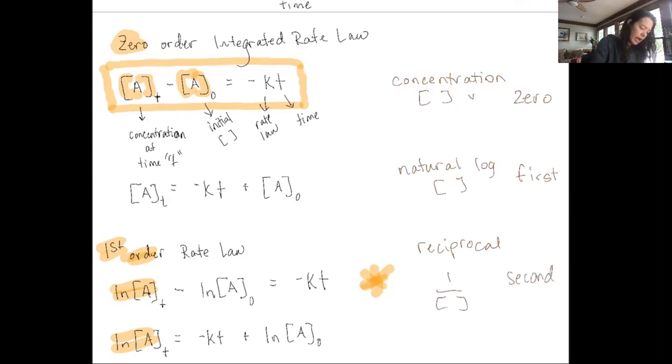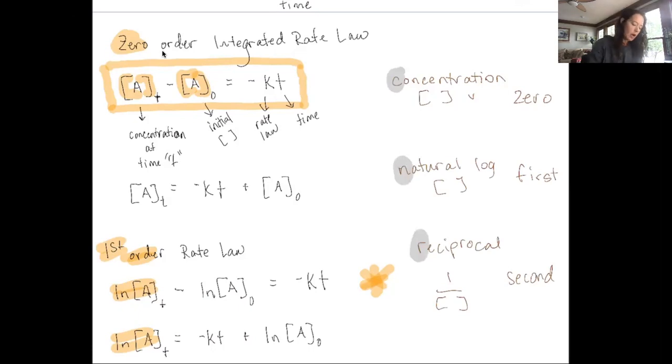Got to know that. And look, it goes in alphabetical order, so you can try to remember it that way. Concentration, natural log, reciprocal. 0, first, second.